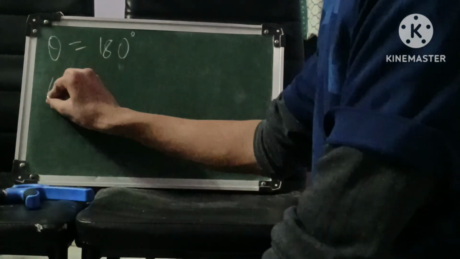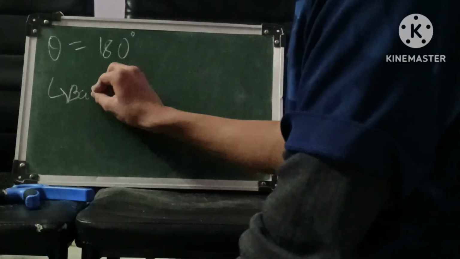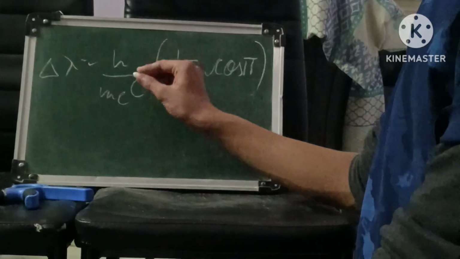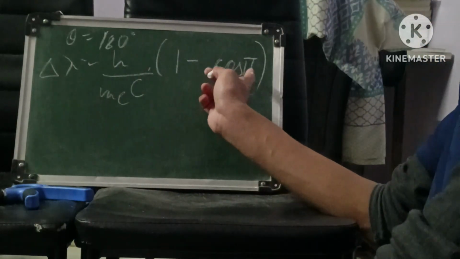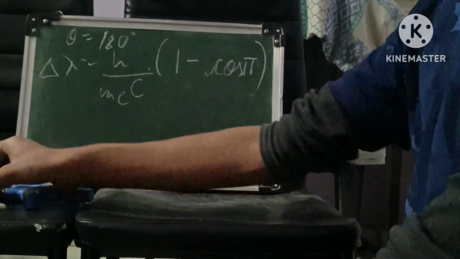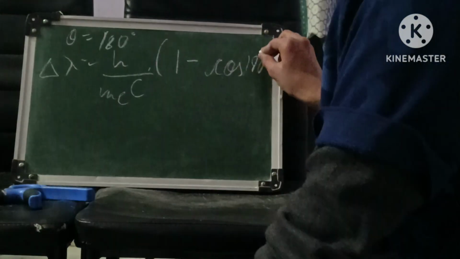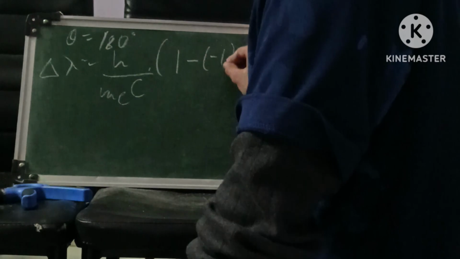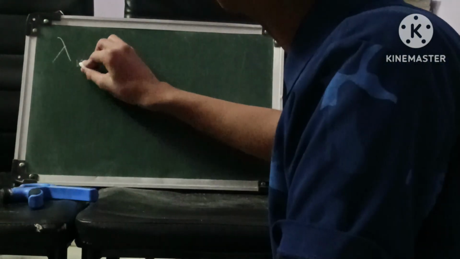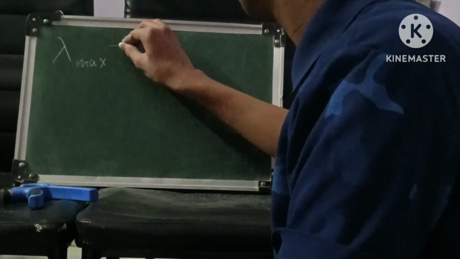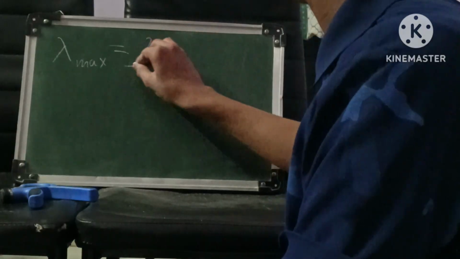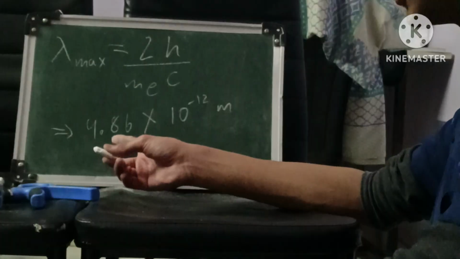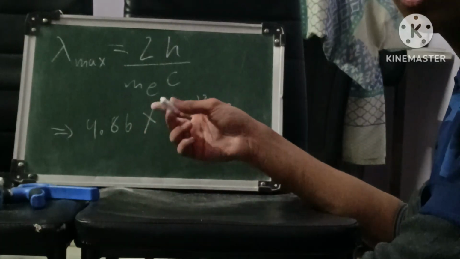When the scattering angle is 180 degrees, this is known as backscattering. Then we can say that fixing the angle with cos pi, which is the same thing as cos 180, and cos 180 is minus 1, so it becomes 2. The maximum wavelength change we get is when theta is equal to 180 degrees. This would be 4.86 times 10 to the power minus 12 meters.